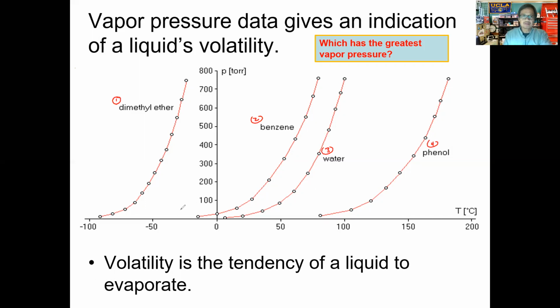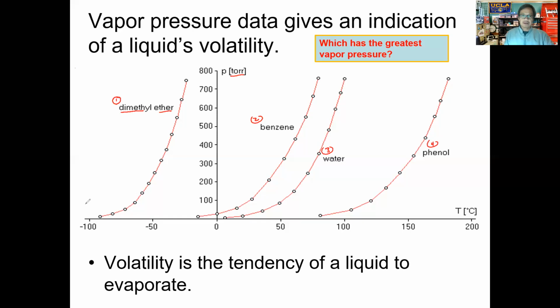So let's consider what we have here. Which one has the greatest vapor pressure? Let's consider dimethyl ether first. Initially, way down here at about negative 80 degrees Celsius, the pressure, again in torr, is a measure of the vapor pressure of this particular liquid.